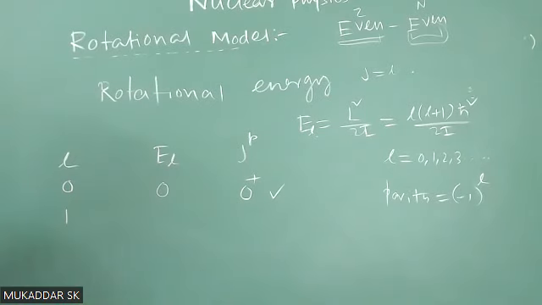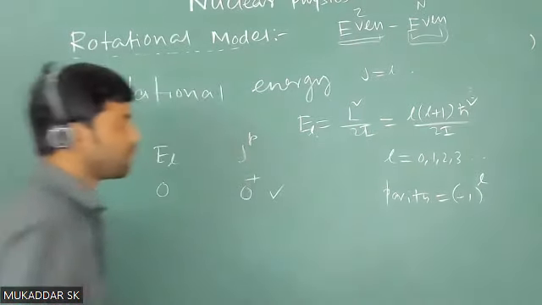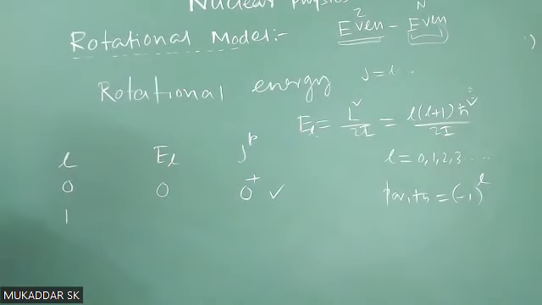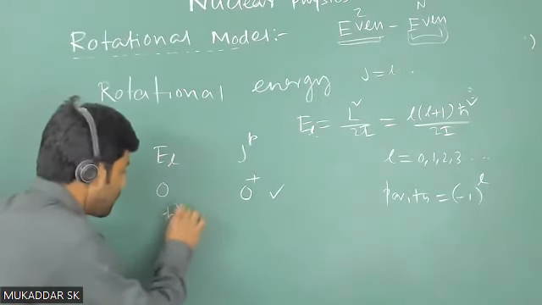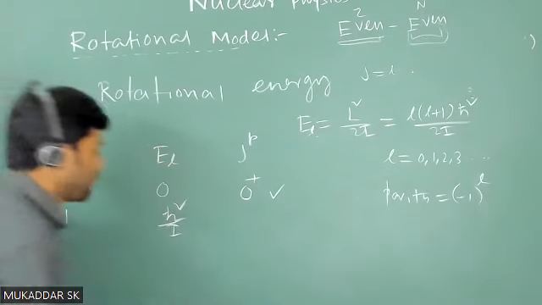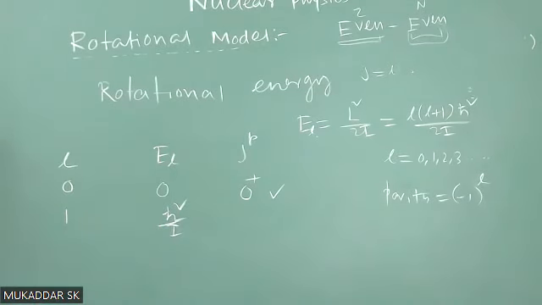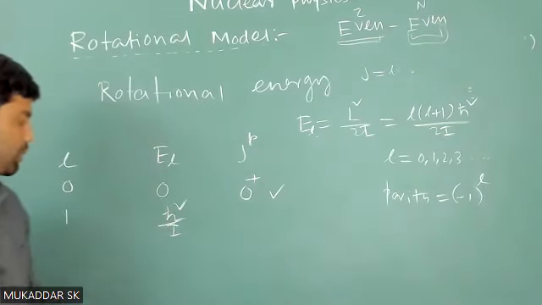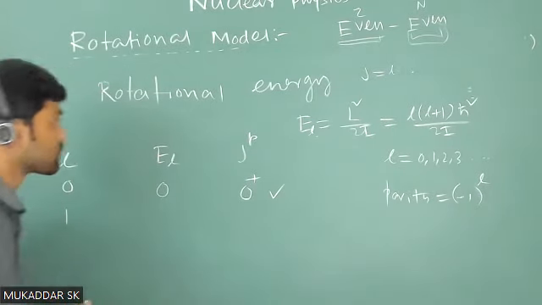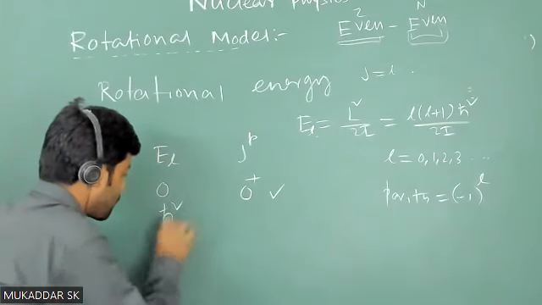Now is this clear? If you take L equals 1, what will be the value of E_L? If you substitute L equals 1 here, that gives 1 into 2 h cross squared by 2, which is nothing but h cross squared by I, right? And what will be the spin parity? You people tell me. 1 odd.